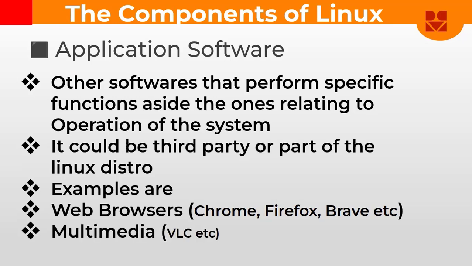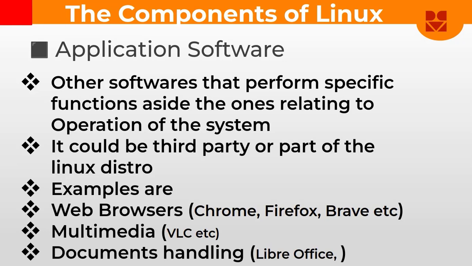And then we have multimedia, so you could install VLC to play your videos or music properly. It's also an application software which doesn't come with the Linux distribution, which you'd have to install. And then we have document handling like LibreOffice and a whole lot. There are other types of application software. So all these four components put together make the Linux operating system.